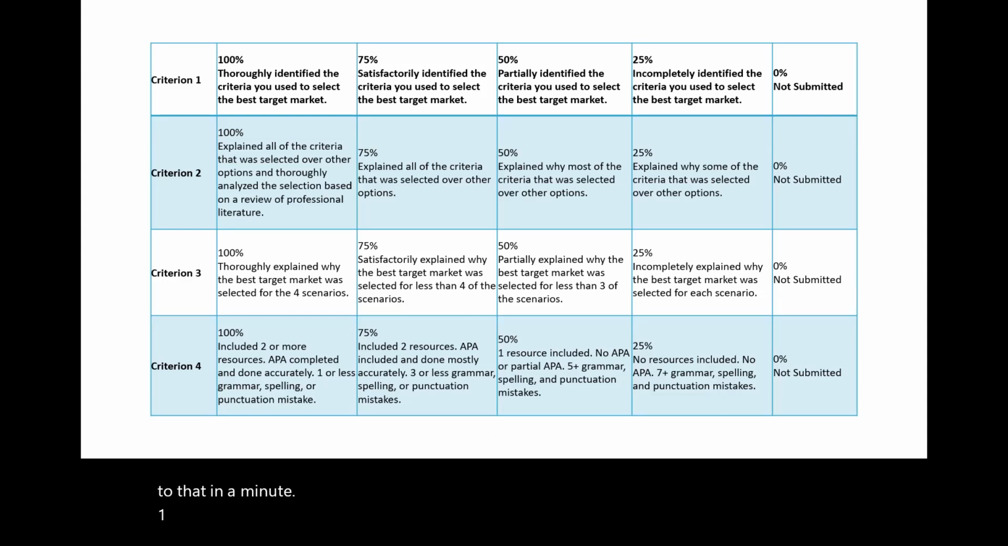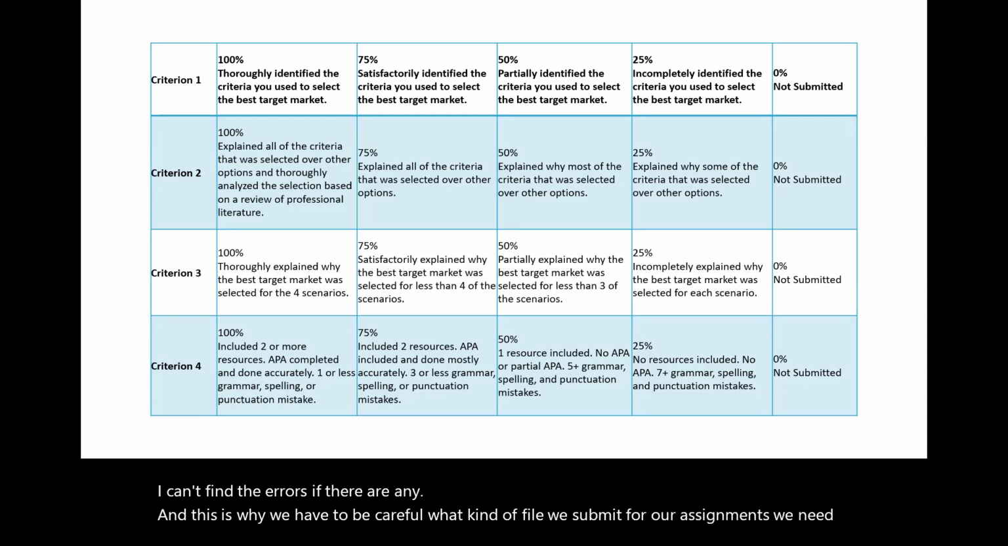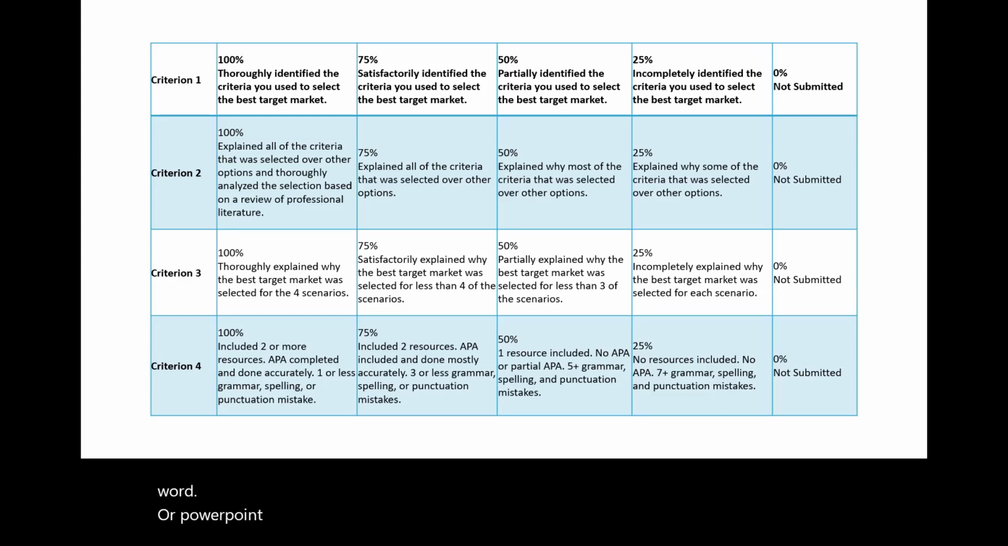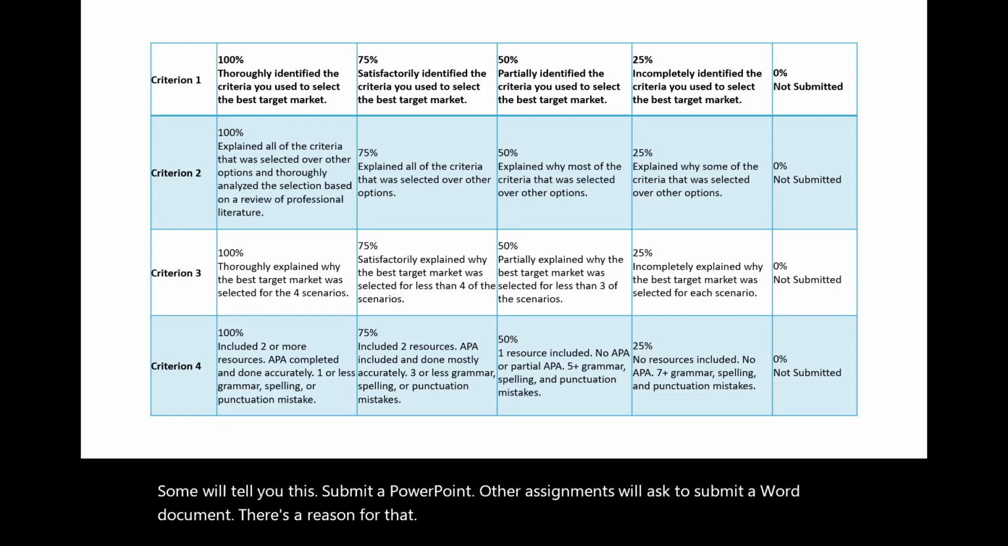One or less grammar, spelling, or punctuation mistakes. Okay, so when that's one of your criteria, imagine me getting a PDF file. I can't find the errors, if there are any. And this is why we have to be careful what kind of file we submit for our assignments. We need Word or PowerPoint, depending upon what is required. Some will tell you to submit a PowerPoint. Other assignments will ask you to submit a Word document. There's a reason for that. Okay, let's go on.